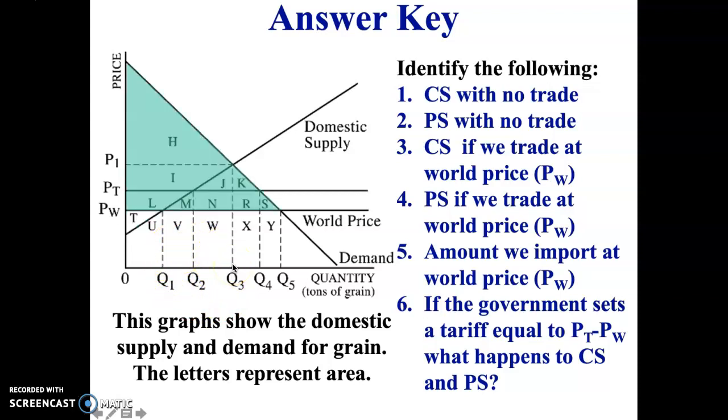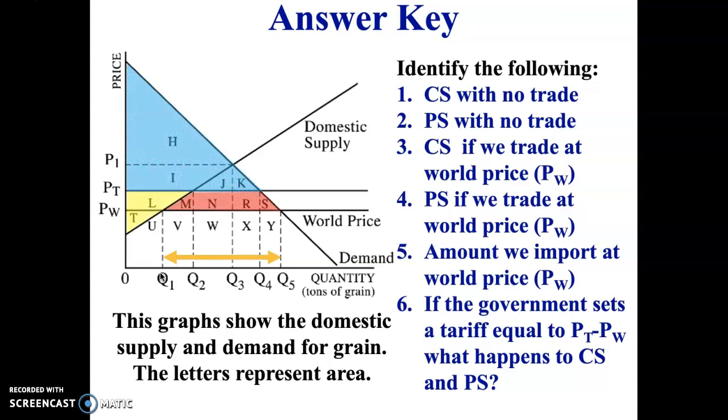The amount that's imported is the difference between what's consumed or demanded at the world price and what's produced domestically at the world price. So you may see a question like this that asks you, how much is imported at the world price? And that would be Q5 minus Q1. So the difference between Q5 and Q1 is most of the grain in this country then gets imported. Moving on with the solutions. For part 5, that's the amount that we import right there. I forgot that I had that on the slide.